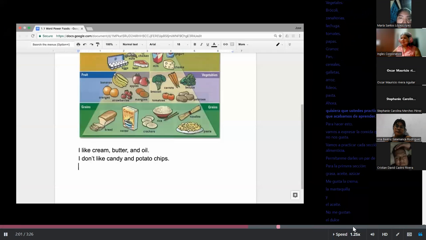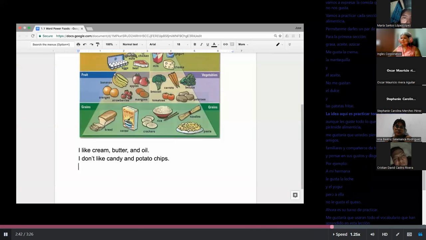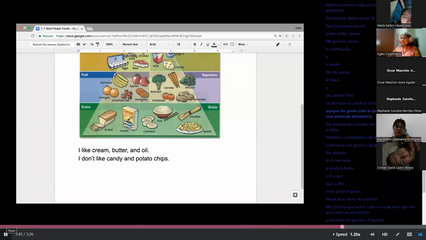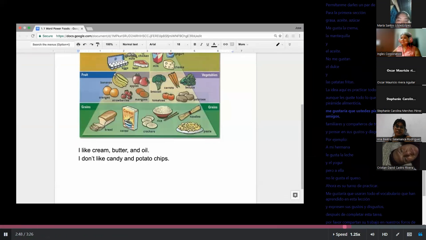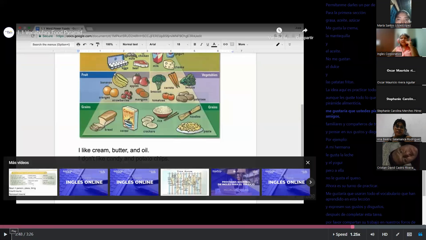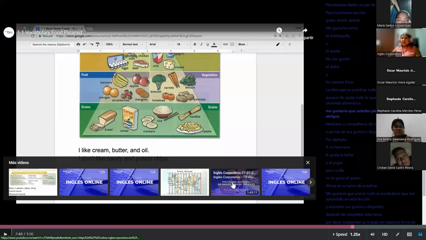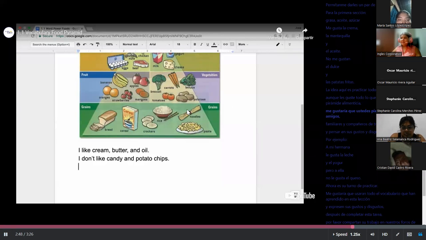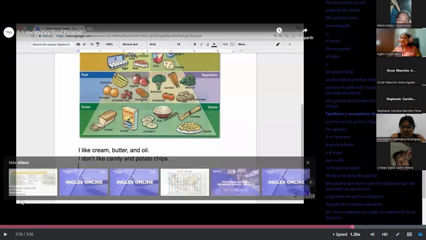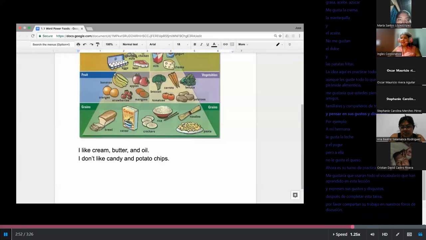Okay, this is an example. Do you have the material, right? Tienen el libro ahí. Okay, go to the pyramid and write what you like in the first level. Friends, family, and coworkers. En el primer nivel, ¿qué les gusta? And think about y qué no les gusta.